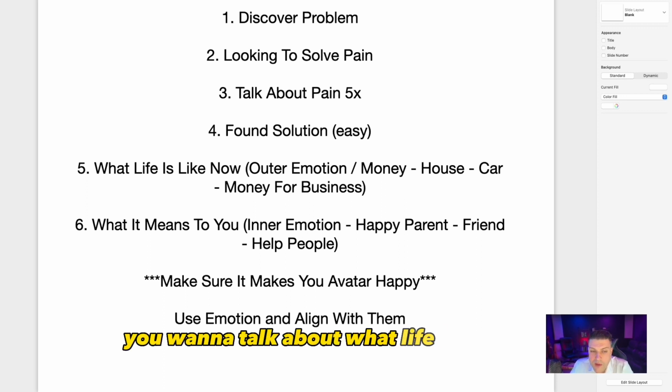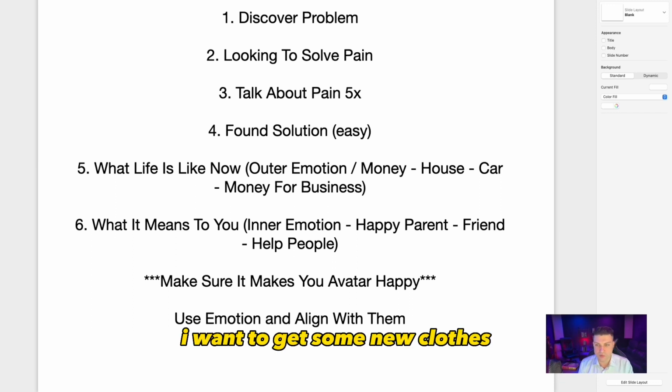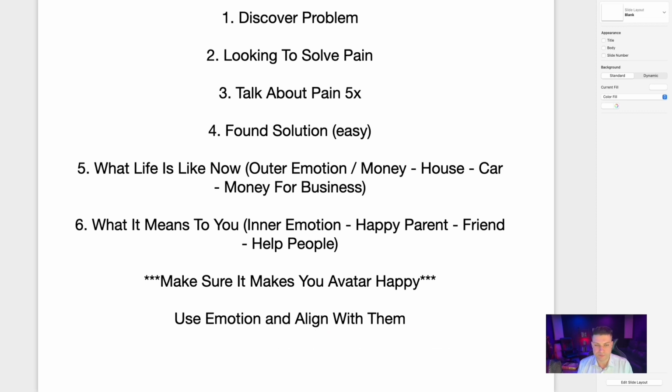So then number 5, what life is like now, the outer emotions. So you want to talk about what life is like now. Outer emotions are, I want money. I want a new house. I want to get some new clothes. Money, house, car, and money for business.